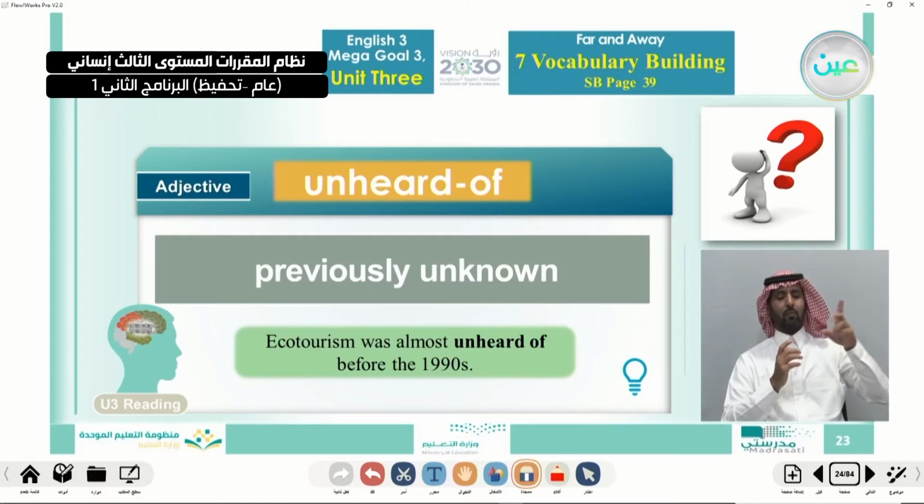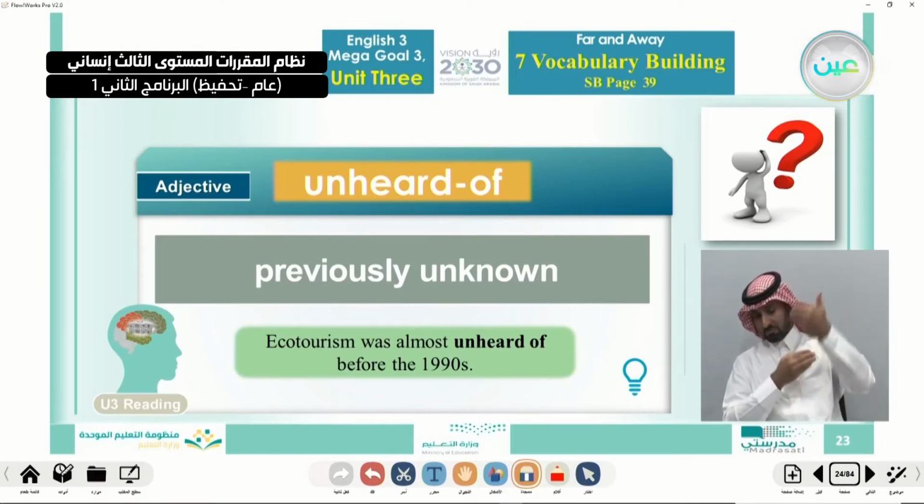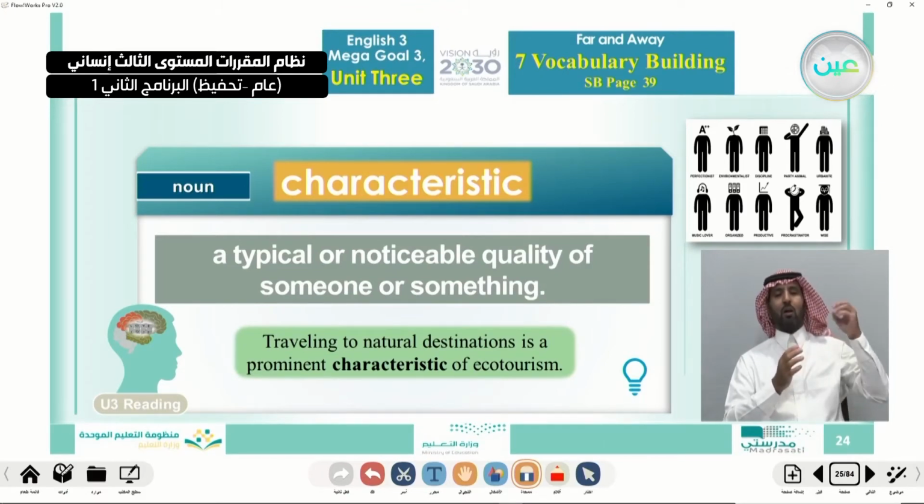Ecotourism was almost unheard of before the 1990s. Before the 1990s, nobody knew about ecotourism. But after that, countries and people started to work on ecotourism. Okay? Characteristic. What is the meaning of characteristic? A typical or noticeable quality of someone or something. خصائص لشخص معين أو لشيء معين. We call it characteristics. Okay?